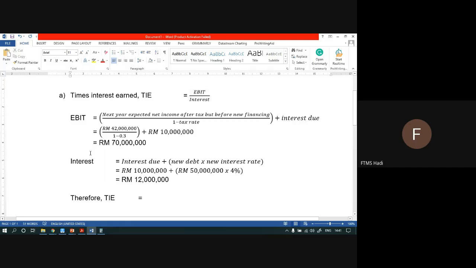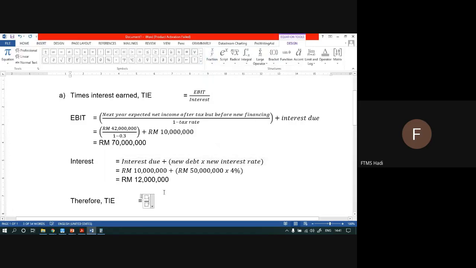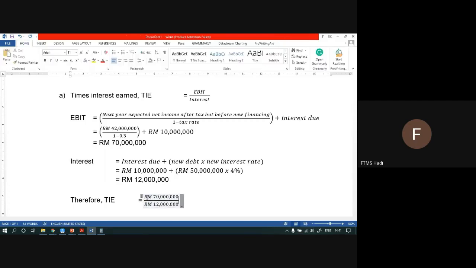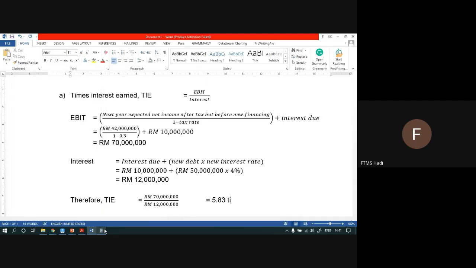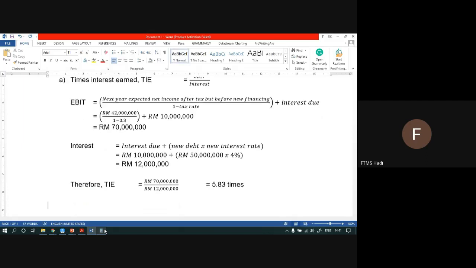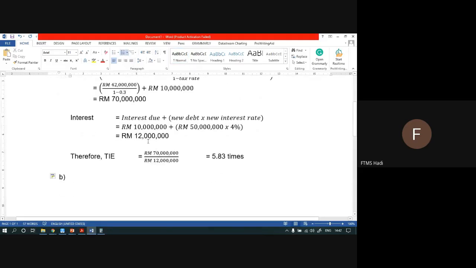EBIT is already here, interest is already here as well. So by using the formula, just put the figures, which is RM 70 million divided by RM 12 million. So you will get the answer of, just take 2 decimal points, 5.83. Okay, so this is how you answer question A. We still have another question.